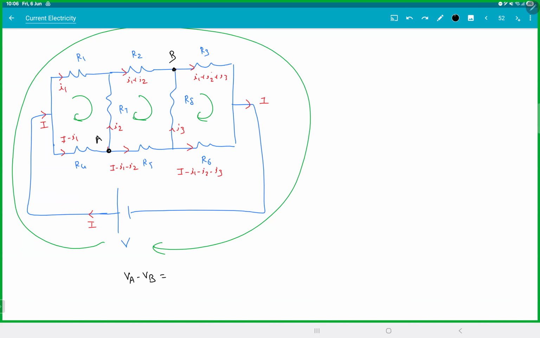Let's see. The left loop. You can start from anywhere. I'll start from here. Only the terms will get jumbled up. Minus I1 R1, because I'm going in the direction of the current, the potential will decrease. Then I'm going through R7, opposite to the current, so plus I2 R7. Then again, I'm going opposite to I minus I1, R4. Check whether you got the same signs.